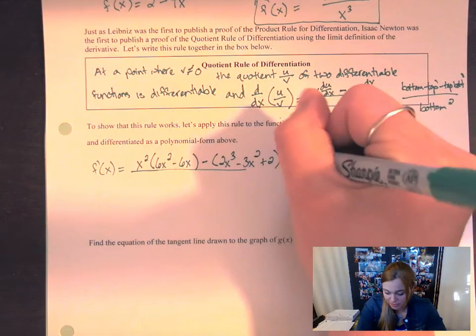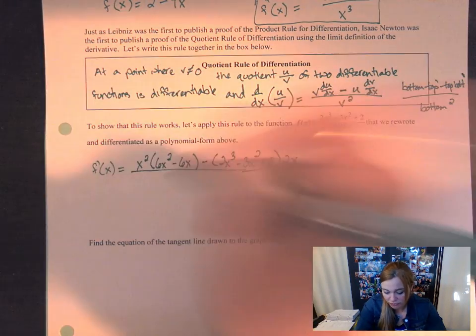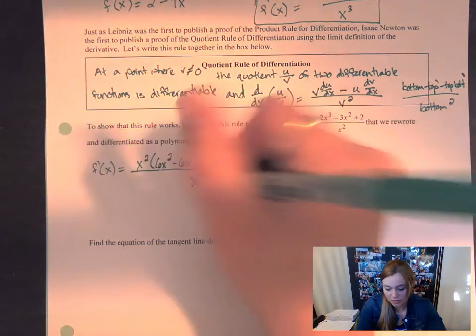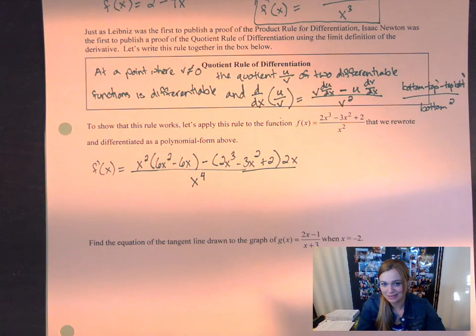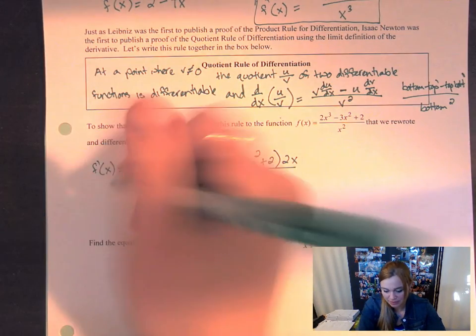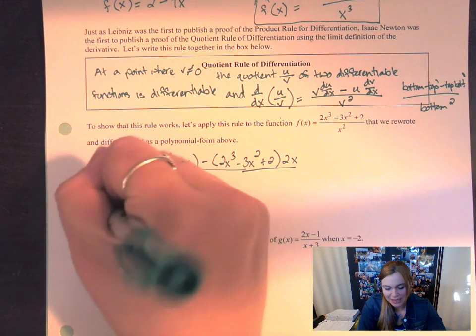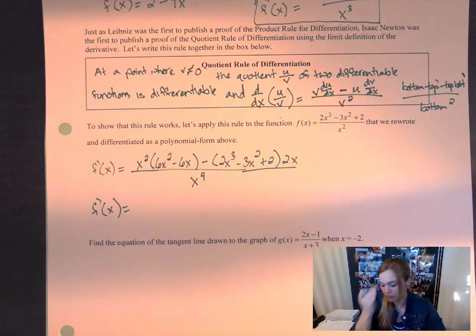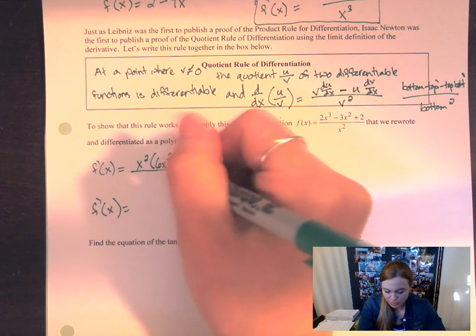Times the derivative of the bottom over the bottom squared. X squared squared is x to the fourth. And you're like, this looks disgusting. It does look disgusting. So I would probably actually do this one just using the power rule like we did in the first one where you simplify first. But that's okay. I'm just going to keep going for a second.